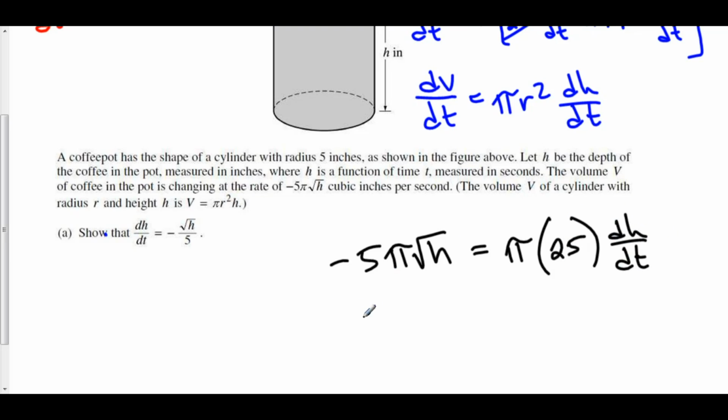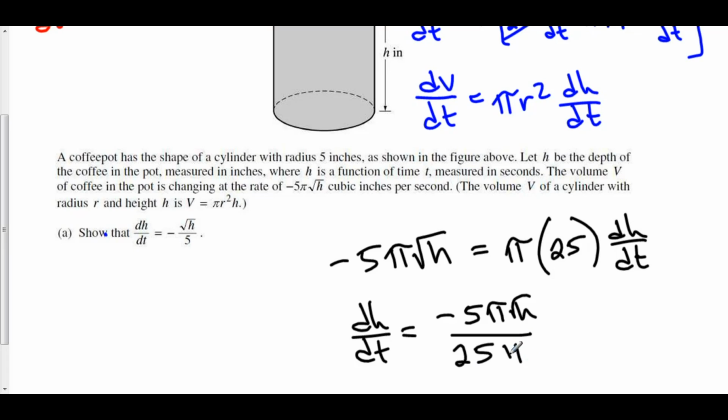If we solve for dh/dt, we can just divide everything by 25 pi, and we wind up with negative 5 pi root h over 25 pi. The pi's cancel out. Negative 5 over 25, that's negative 1 over 5, and so our answer is negative root h over 5. And of course, that's exactly what they wanted us to show.